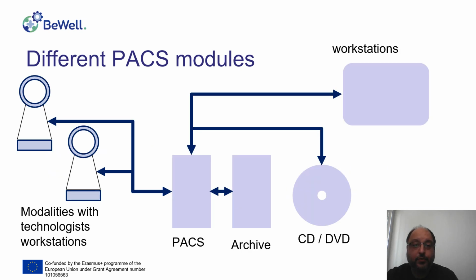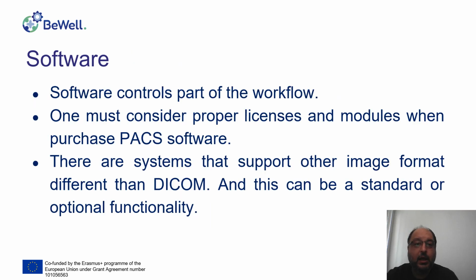So, for example, you may see the structure of such a system. You have the software installed on the server, you have the modalities with the technologists' workstations, and you have the archive, the workstations and the CD and DVD. Of course, the software is the one that controls the workflow. And when you purchase the software, you have to consider the proper license. Otherwise, you finish with something that will not work for you.